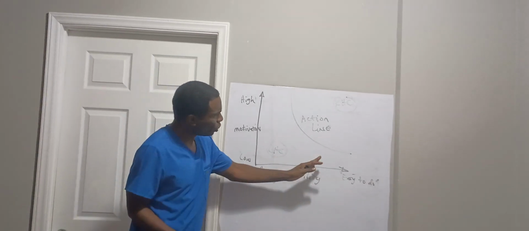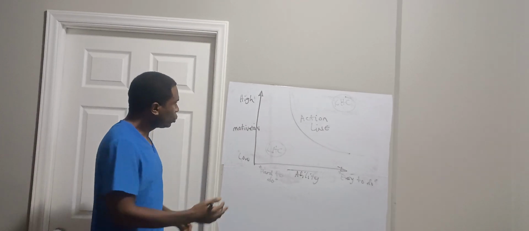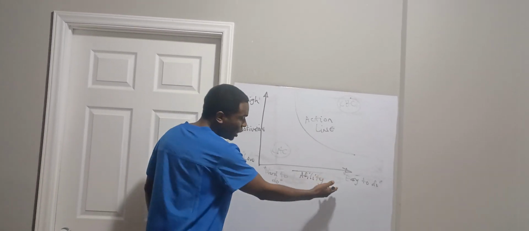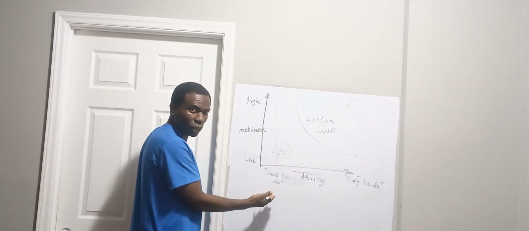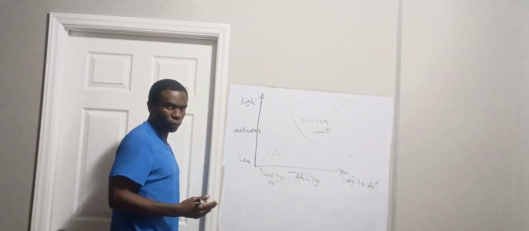Now, if you are below this action line and we want you to go above this action line, what are we going to do? We are going to either increase the motivation or we are going to make the behavior easier to do. That way, when prompted, you are most likely to do the behavior.